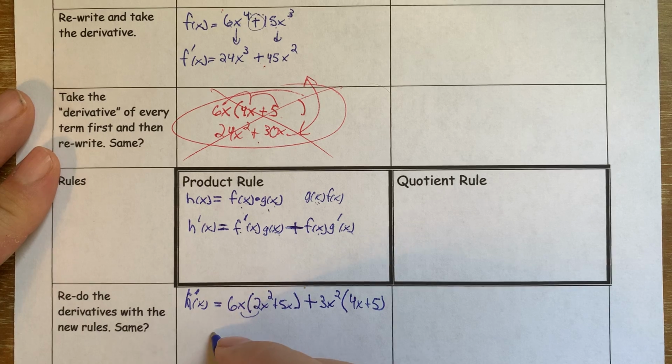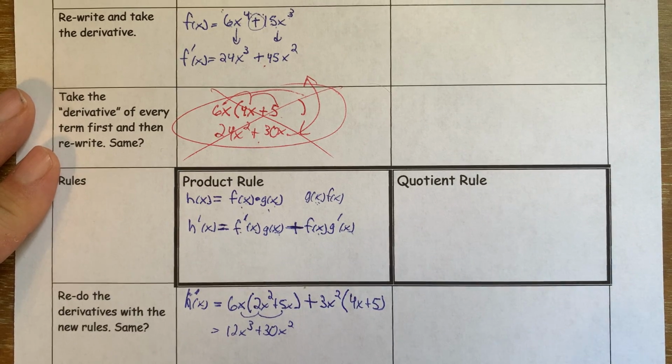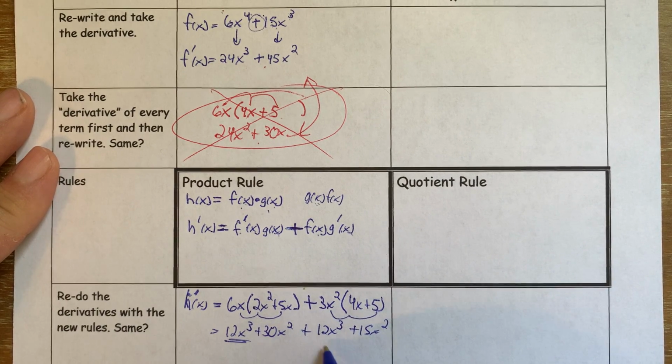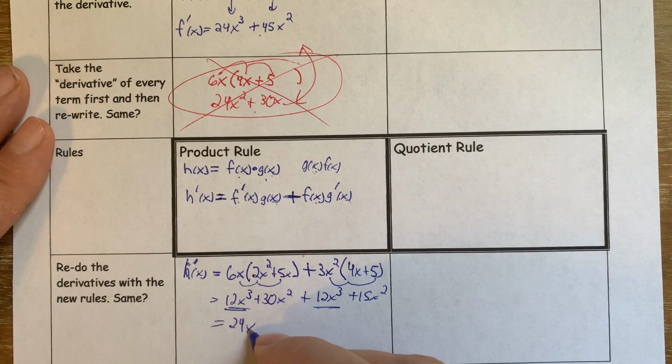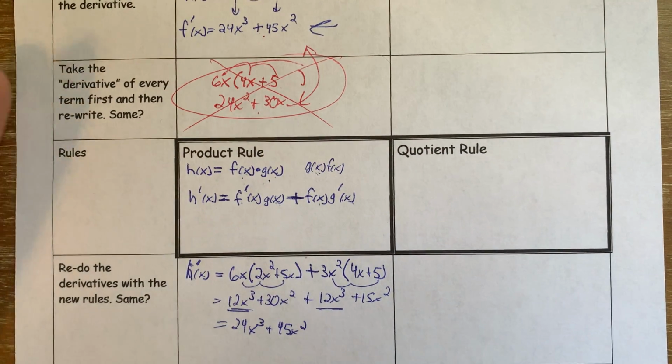Let's see. So we get 12x cubed plus 30x squared plus 12x cubed plus 15x squared. And we can combine like terms to get 24x cubed plus 45x squared, which was the same thing we had gotten up above when we did it another correct way.